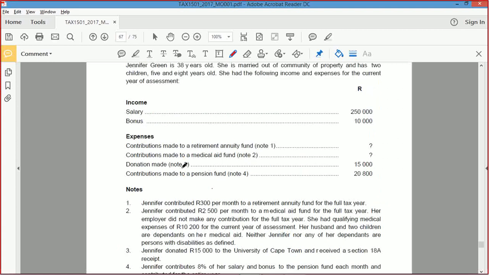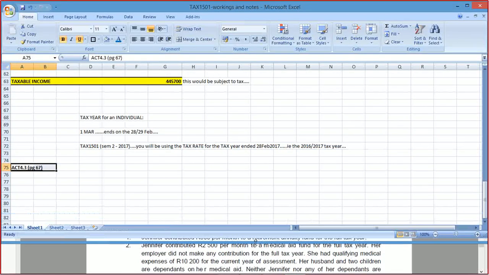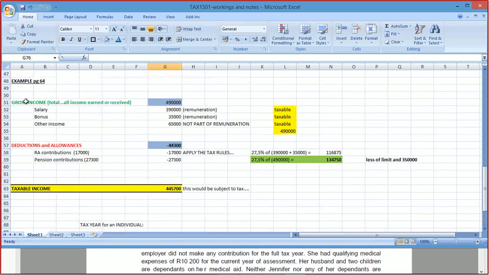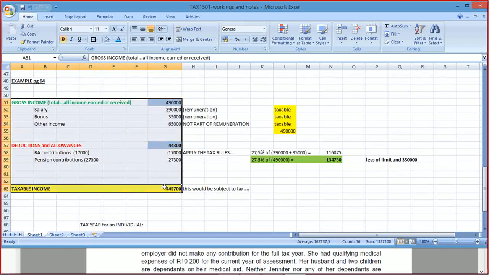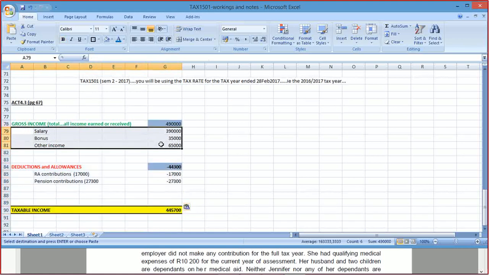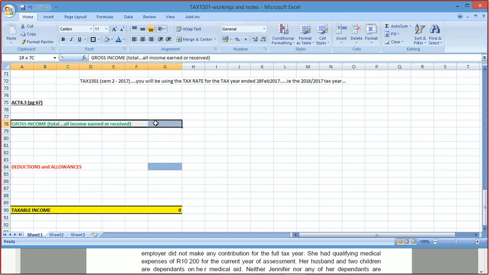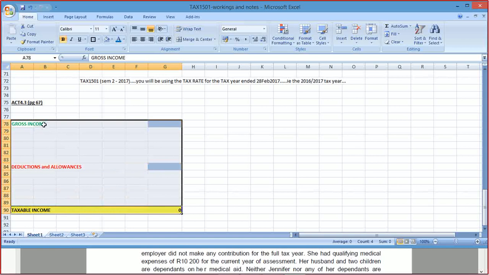Right, so I already know what I need to do. I need to draw up that template I had earlier. Let's repeat what we did earlier. There's the calculation. That's the format. So you create this for yourself. You write down the heading for gross income. You don't have to put all of that in brackets. That was just what we discussed. And then you write deductions, allowances, taxable income. This is what you're going to have to do for this individual.